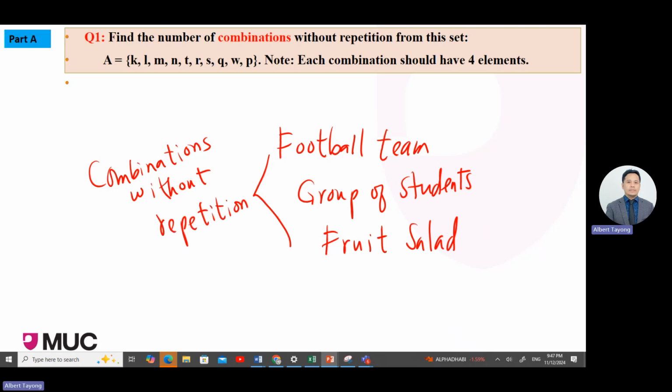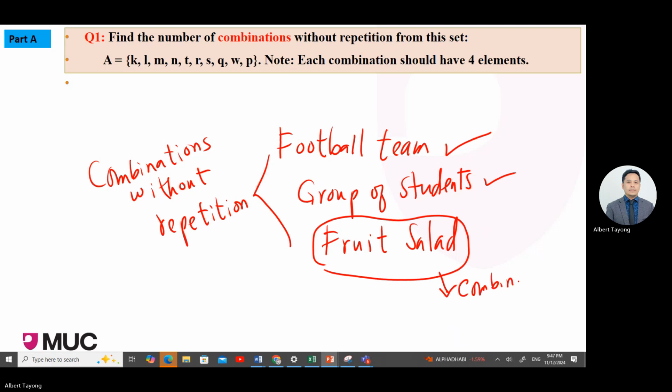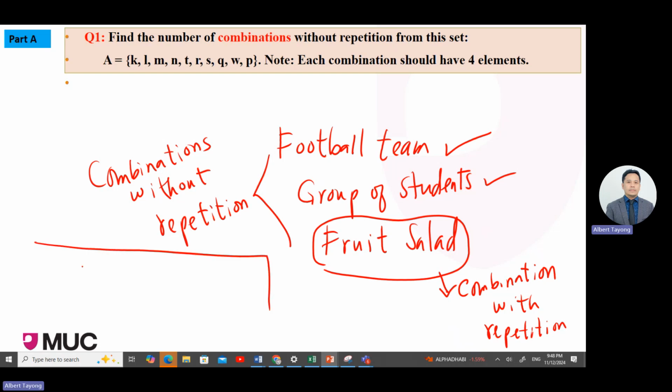Why? Because every student is unique. You cannot duplicate a student, of course. Same with the football team. Fruit salad can be a combination with repetition. It can be both. Or it can also be a combination without repetition. Now, let me give you specific examples of combination with repetition.